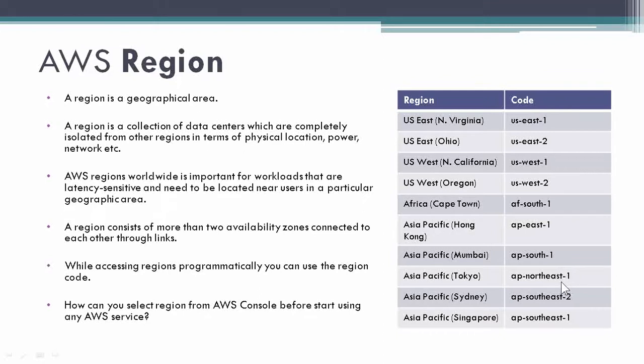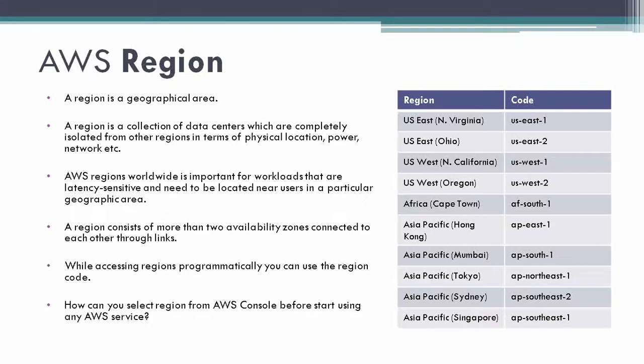Like that, for each region there is a specific unique code given by AWS, and you have to use that code while working programmatically when you are using the region. So these codes are very important and unique, and you can use them in your programs. Now, how can you select a region from the AWS console before starting any service?